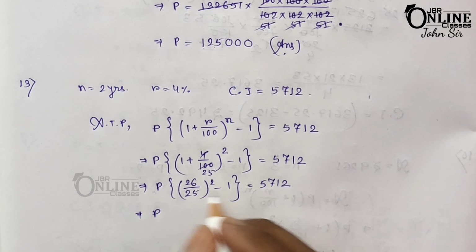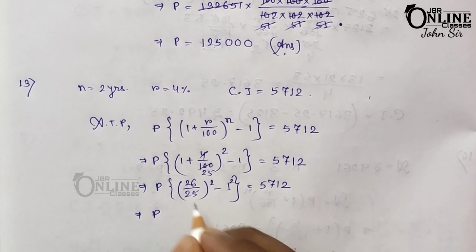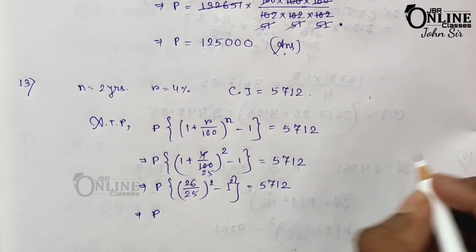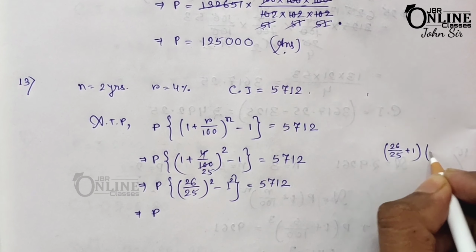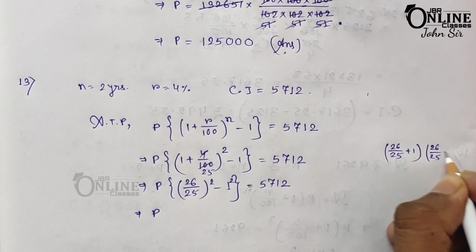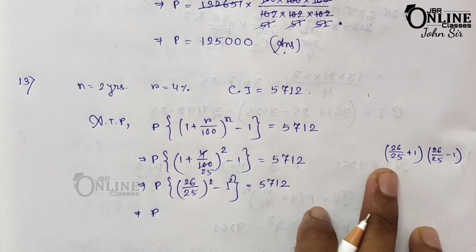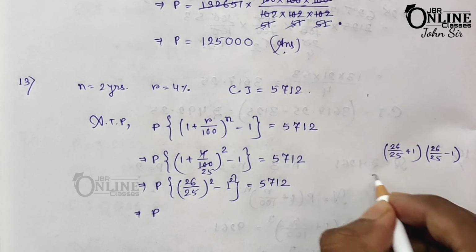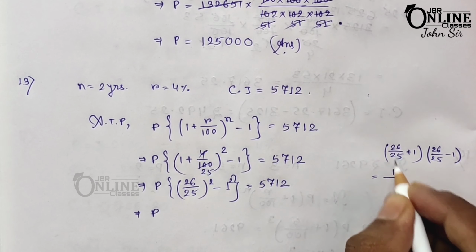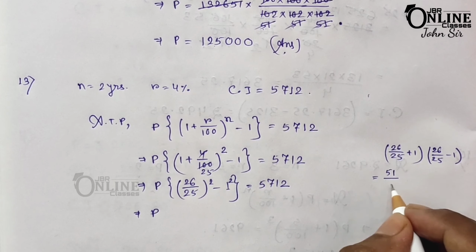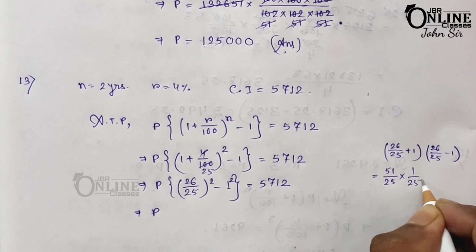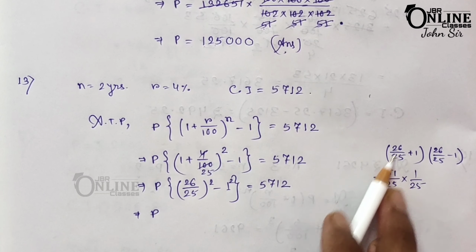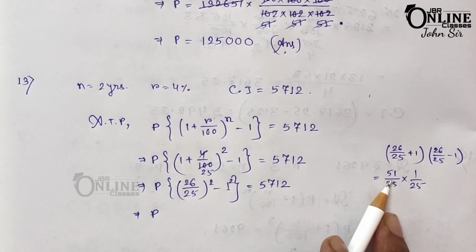Now here a square minus b square formula, so first one 26 by 25 plus 1, and second one 26 by 25 minus 1, that is a plus b and a minus b. From that you will get 51 by 25, and from the second one you will get 1 by 25, because 26 plus 25 becomes 51.